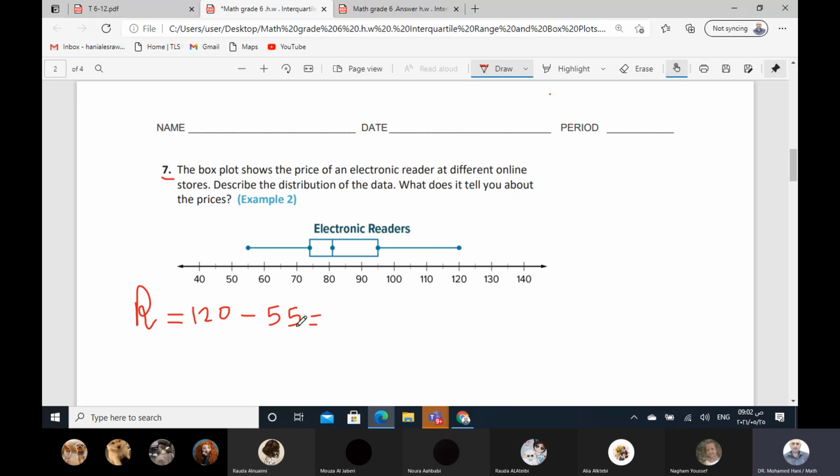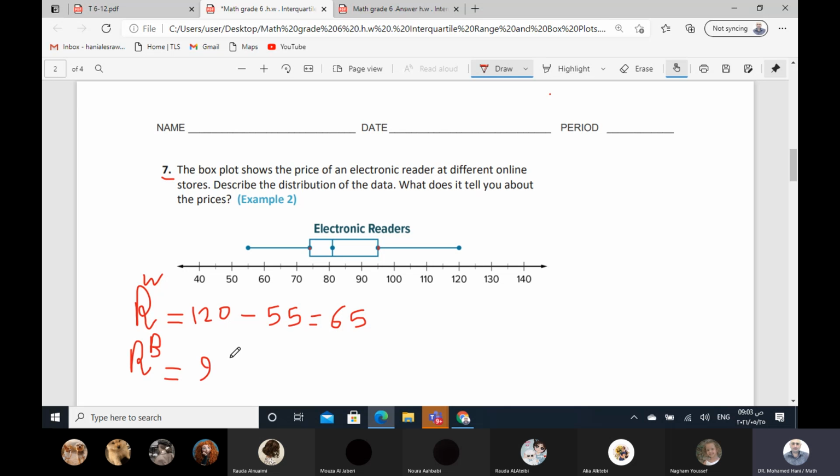So who can help me to find the answer here? Isn't the answer 65? Great. Now this is for the whisker and the range for the box plot. From this point, from the first quartile to the third quartile, what is the value here about? As you see, the value about 75, and here the value about 95.